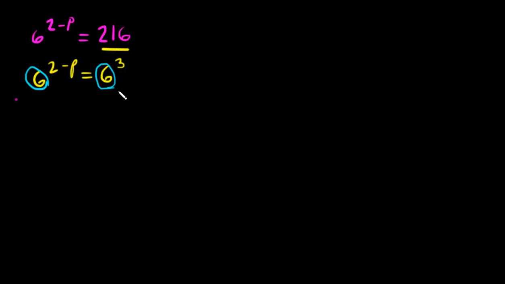So that means I can eliminate or just ignore the two bases and set the exponents equal to each other. 2 minus p, and that's equal to 3. Solving for p, first thing I would do is subtract 2 from both sides, leaving me with negative p equals 1, and then dividing both sides by negative 1 gives me p equals negative 1.